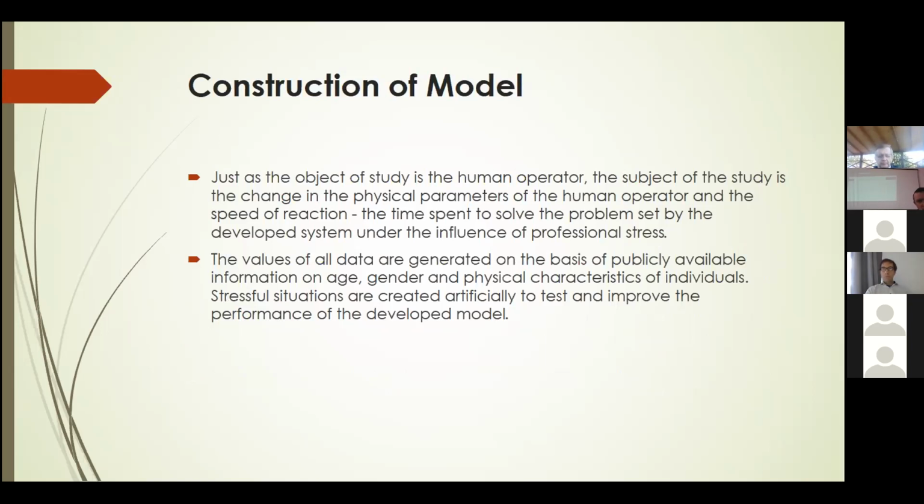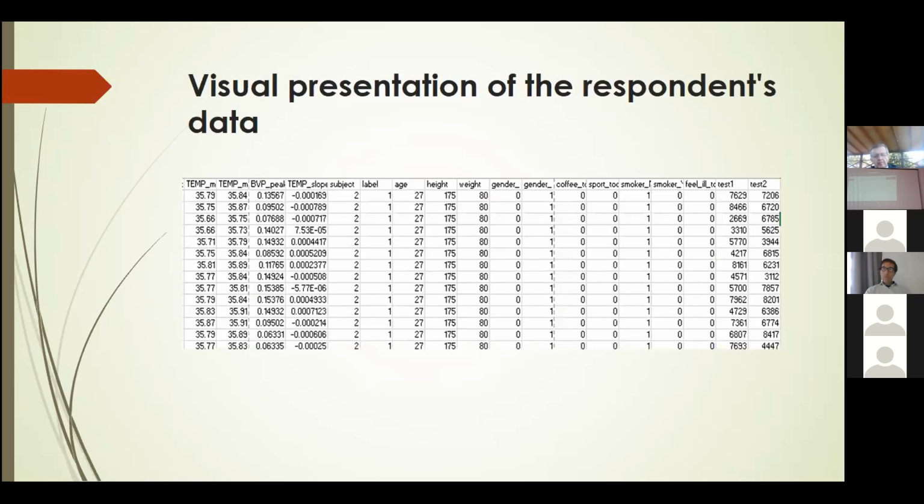Just as the object of the study is the human operator, the subject of the study is the change in the physical parameters of the human operator and the speed of reaction, the time spent to solve the problem set by the developed system under the influence of professional stress. The values of all data are generated on the basis of publicly available information on age, gender, and physical characteristics of individuals. Stressful situations are created artificially to test and improve the performance of the developed model.